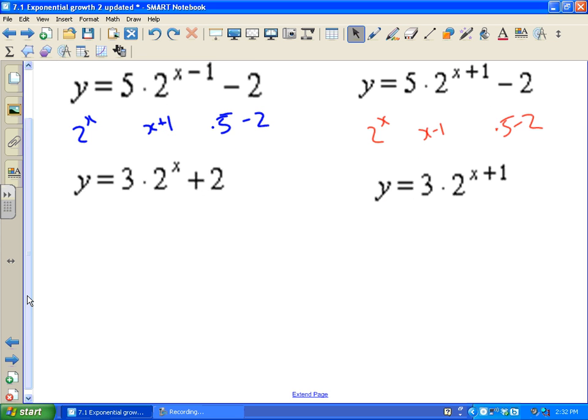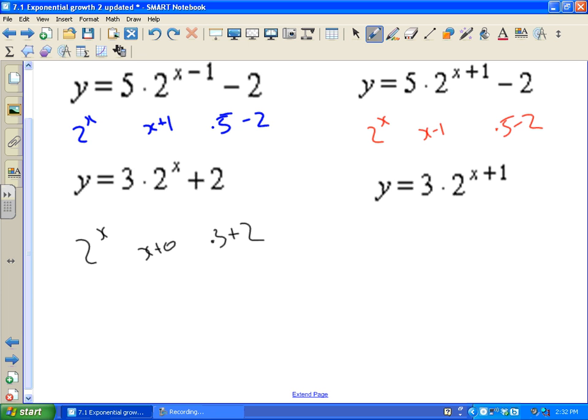y equals 3 times 2 to the x plus 2. Again, you don't need to copy this down in your notes. I'm just making sure we're clear. Parent function on this one is 2 to the x. There will be no change in any of my x values. There's nothing connected to that x. My y values will be multiplied by 3 and then added to 2.